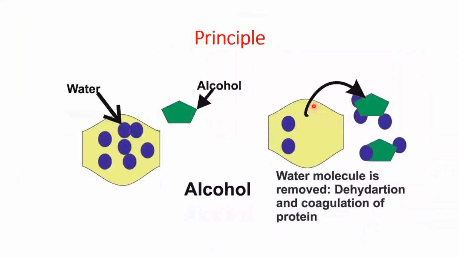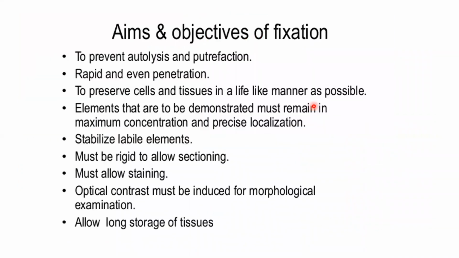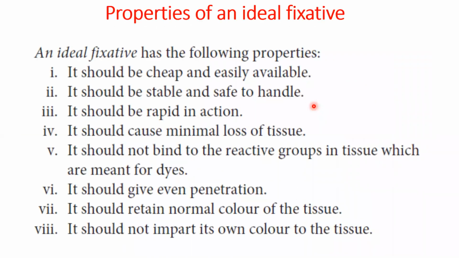As we know, fixation is a method of preserving the tissue by forming protein crosslinks. Then we discussed the aims and objectives of fixation. Then we discussed the properties of an ideal fixator: it should be cheap, easily available, stable, rapid in action, and cause minimal damage to the tissue. It should not bind with the reactive species, it should have even penetration, and it should not impart its own color to the tissue. So these are the characteristics we need for an ideal fixator.